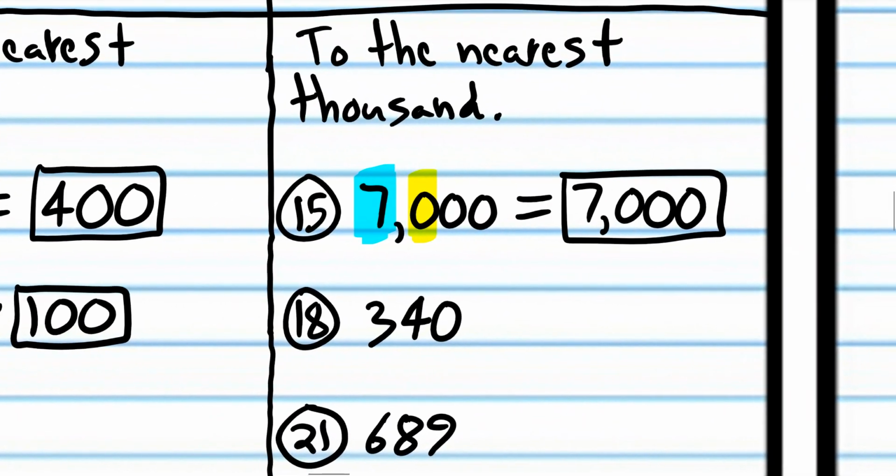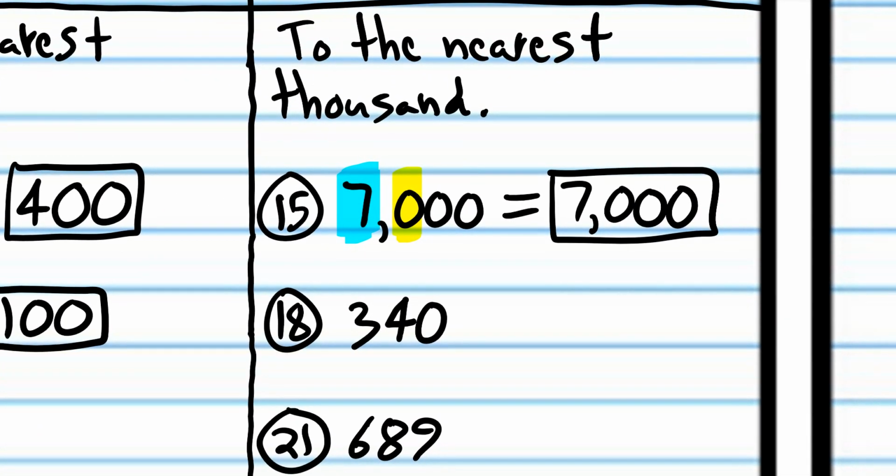All right, let's try another one of those. Now we're going to round to the nearest 1,000. This is the thousandths place. As you can see, there's nothing there, but we look to the number to the right, and that tells us to round down.